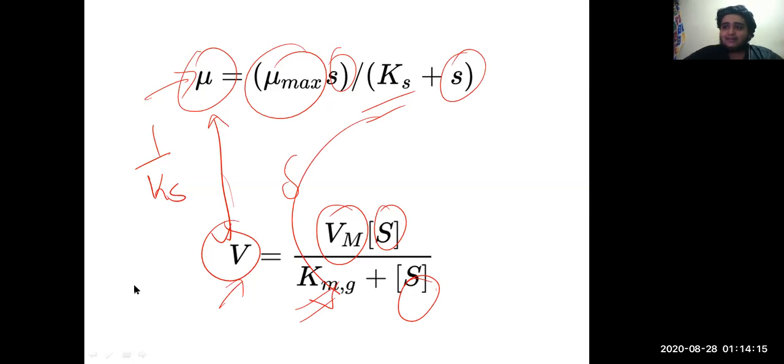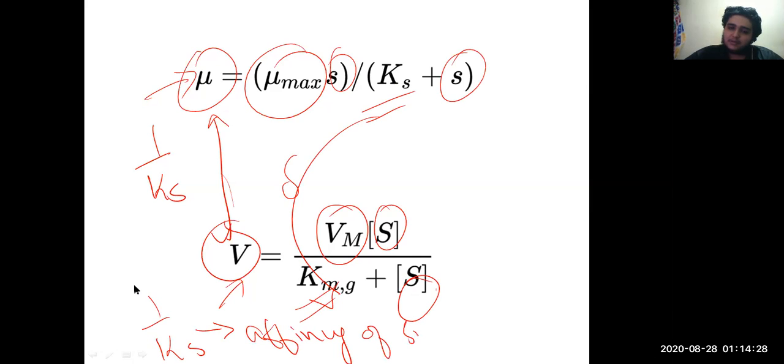Along with that, more similarities for these two equations: if you look at the significance of 1 by Ks, like I told you, 1 by Ks relates to the affinity of substrate, basically the cell's affinity towards substrate. Now think about it again, right? Substrate utilization constant, the reciprocal of which is nothing but the affinity of a cell towards a certain substrate.